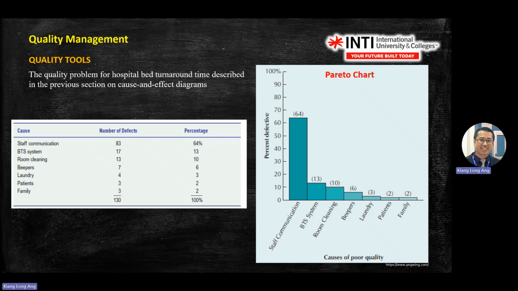Y-axis is the percentage, x-axis is your cause. You put into this graph. Then in a presentation you say, okay, staff communication is the main problem, for example.